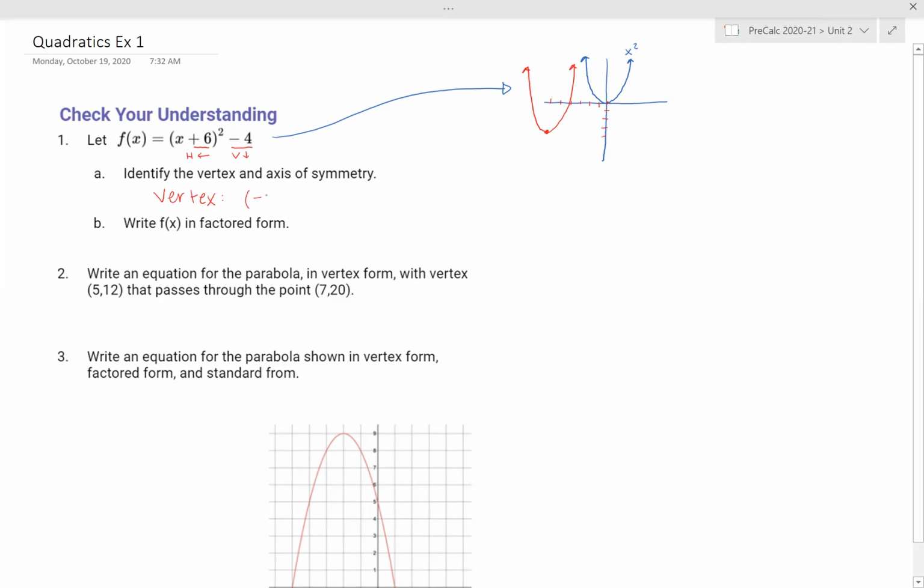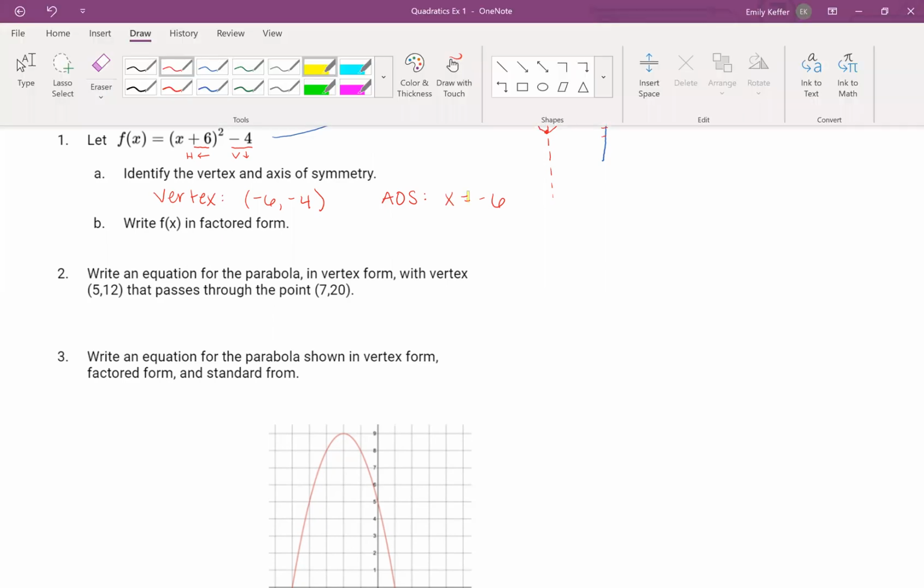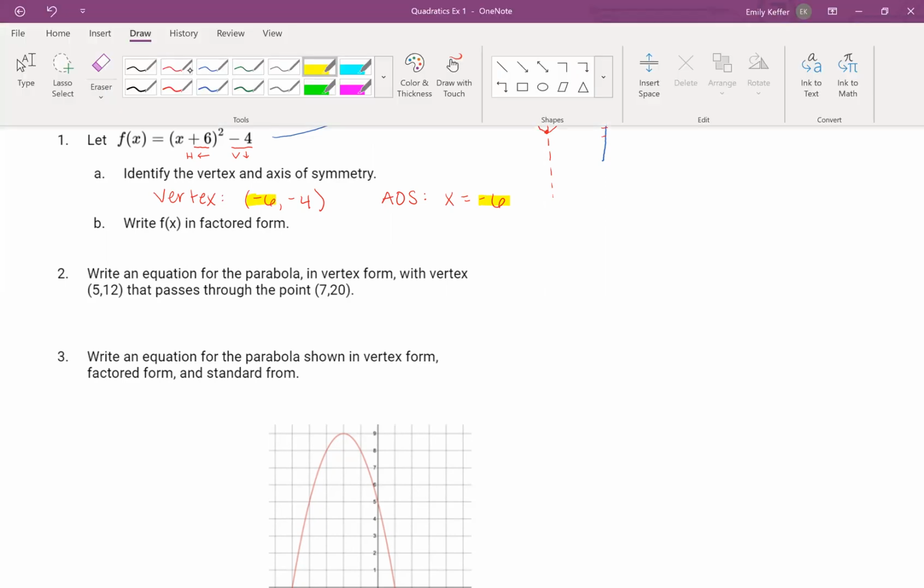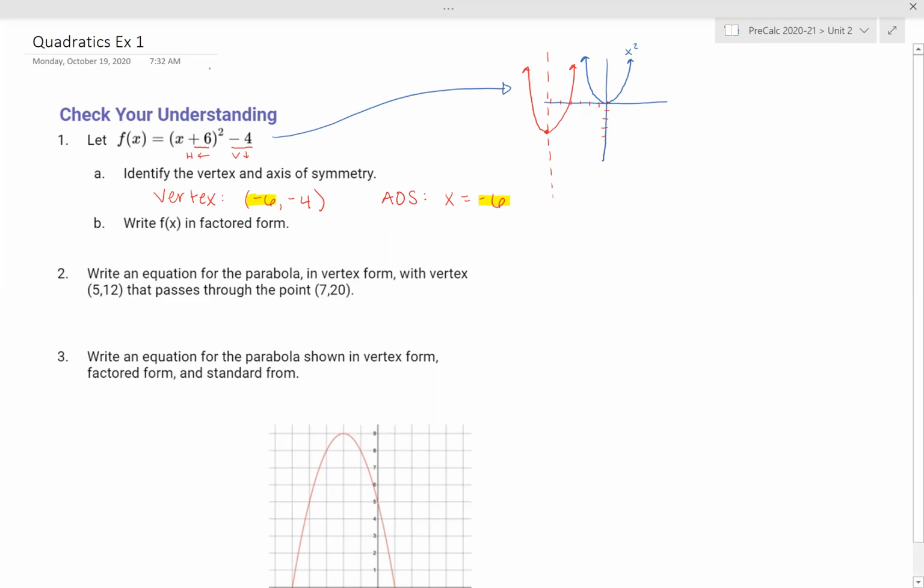being at (-6, -4). And that axis of symmetry, which is just the axis that goes right down the vertex, would be at the line x equals -6. And that should always be the case, where your axis of symmetry has the same x value as your vertex.